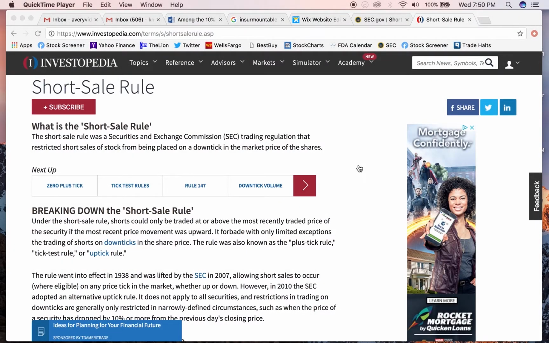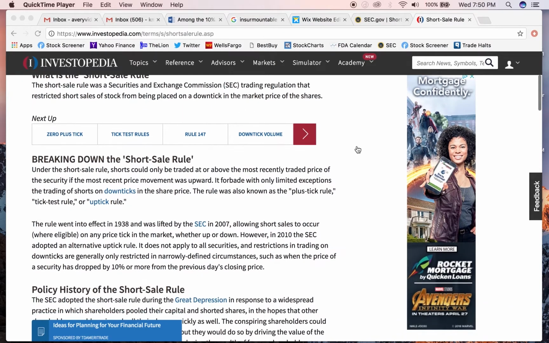Today's going to be a little bit more advanced, but I want to go over SSR, or short sale restriction. Now let's talk about what this means. The short sale rule was a Securities and Exchange Commission trading regulation that restricted short sales of stocks from being placed on a downtick in the market price of the shares.